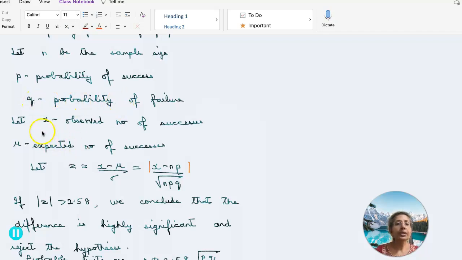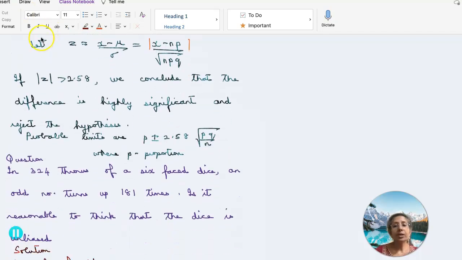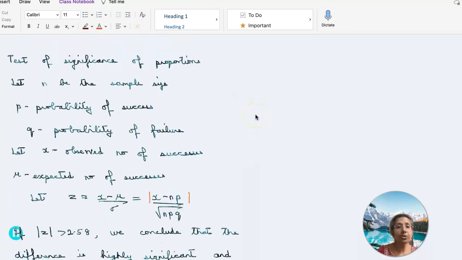Let x be the observed number of successes and mu be the expected number of successes. Let z equal to modulus of (x minus np) by root npq. So if mod z is greater than 2.58, we conclude that the difference is highly significant and reject the hypothesis. We also need to remember the formula for probable limits, which is p plus or minus 2.58 into root pq by n, where p is the proportion.